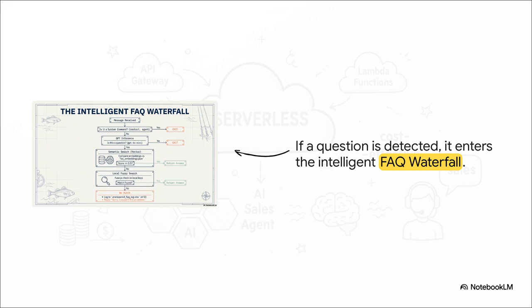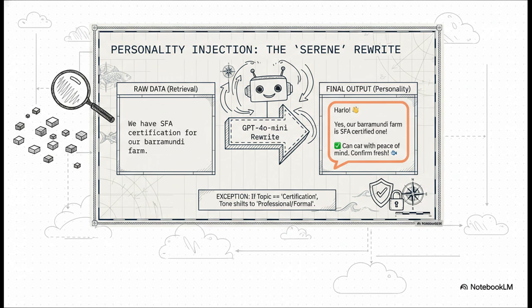And if all of that fails, it doesn't just crash. It logs the question to S3 so it can be used for training later and politely tells the user it doesn't know. Finding the right answer is only half the battle.